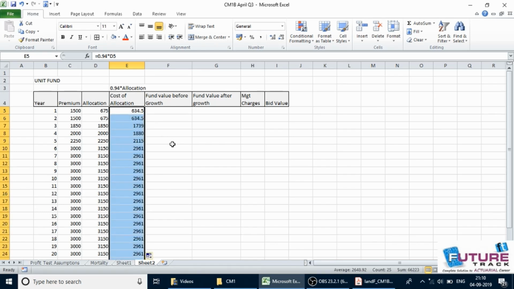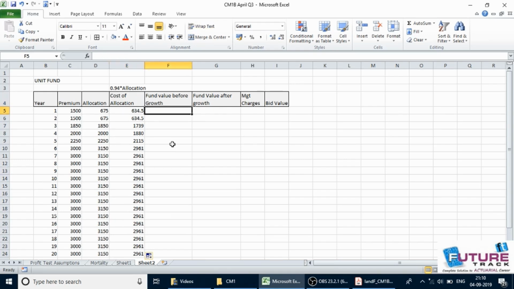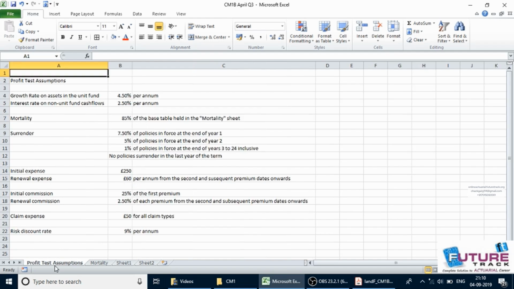We get a cost of allocation. Now, what is the fund value before growth? So this is the amount the cost of allocation goes to your fund at time 0. At the start of the first year, we have this fund value. We have given there is 4.5% per annum growth in our values.